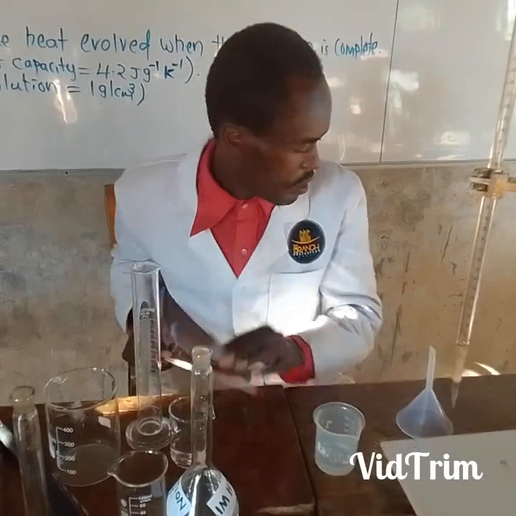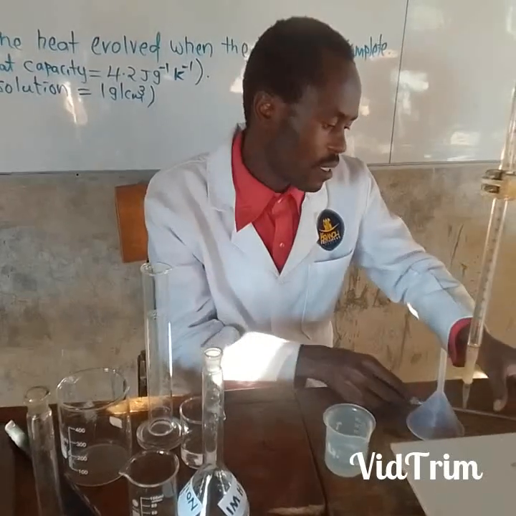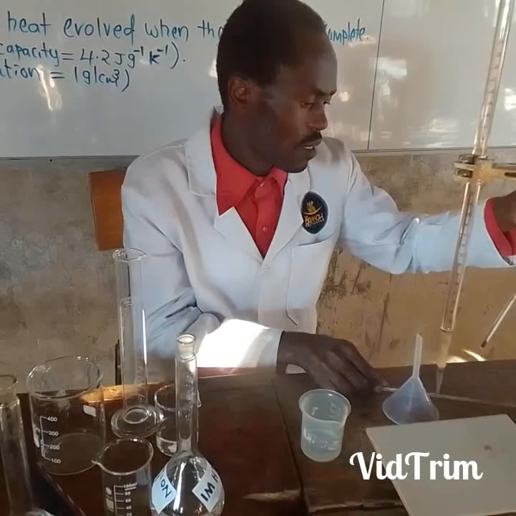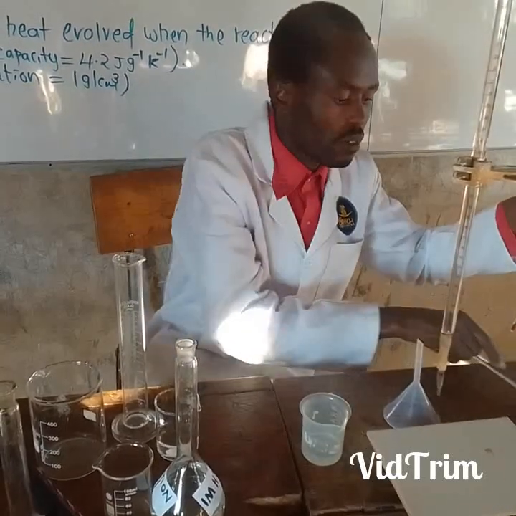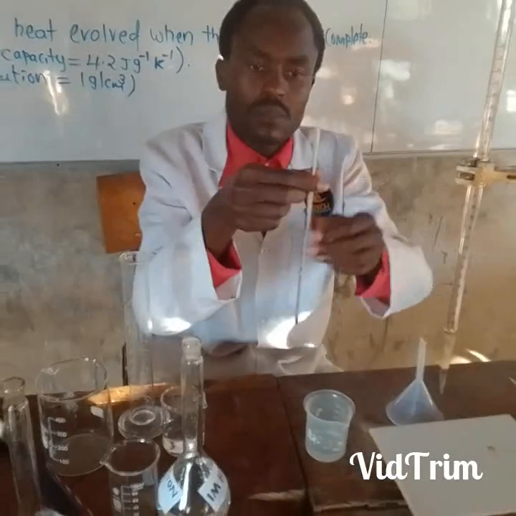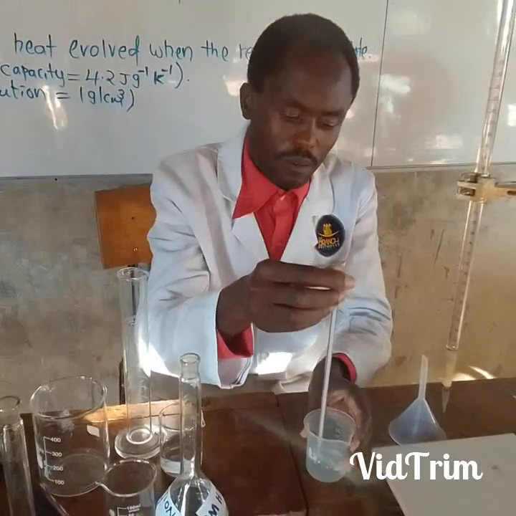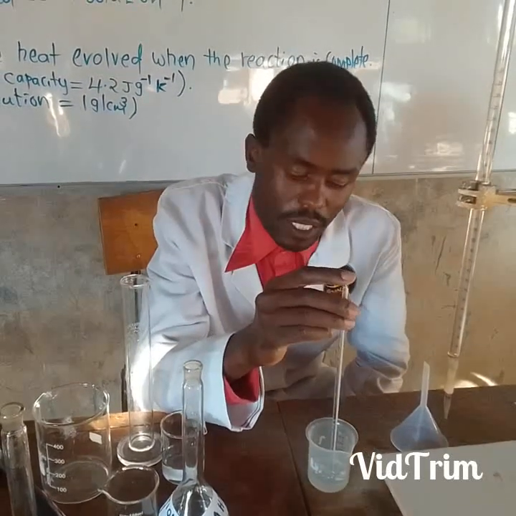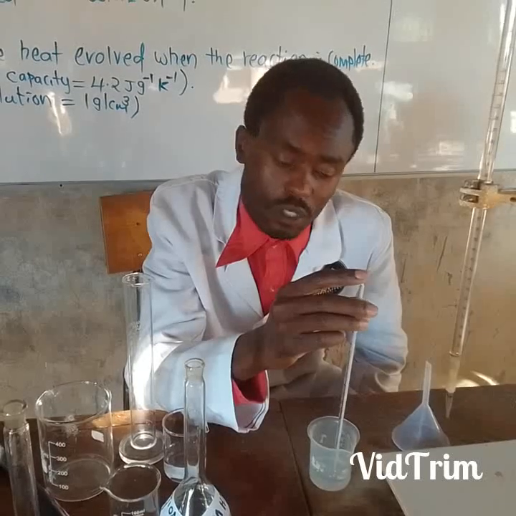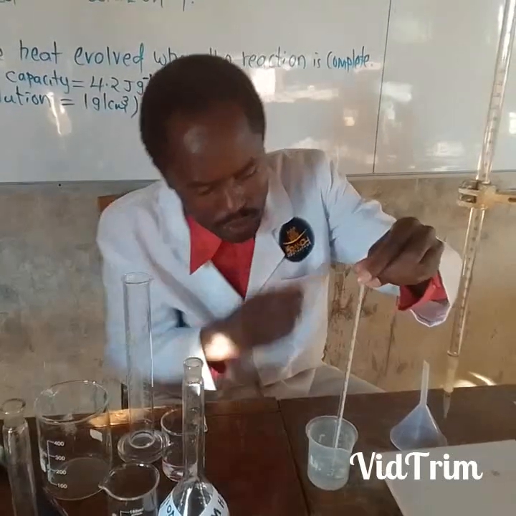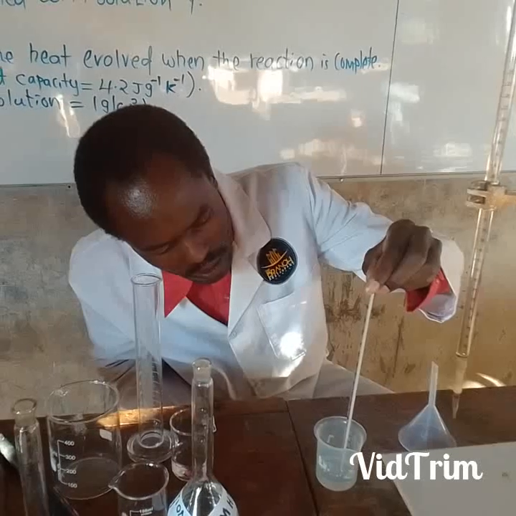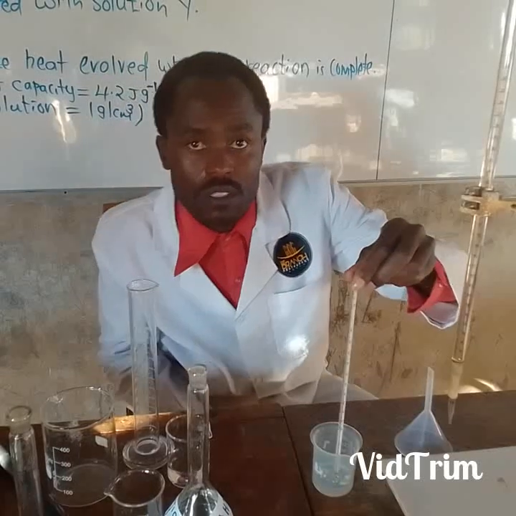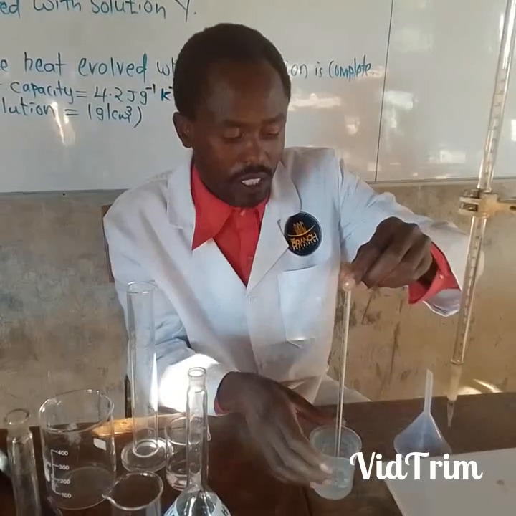Then after that, my student, I have now to take a thermometer. I have several thermometers, but let me use this one. Then I dip this thermometer into this solution Z in the plastic beaker. Then I have to take its initial temperature. This is 17.5 degrees Celsius.